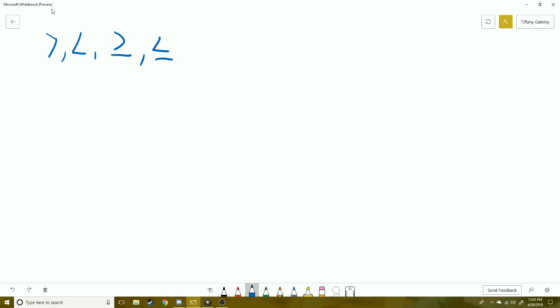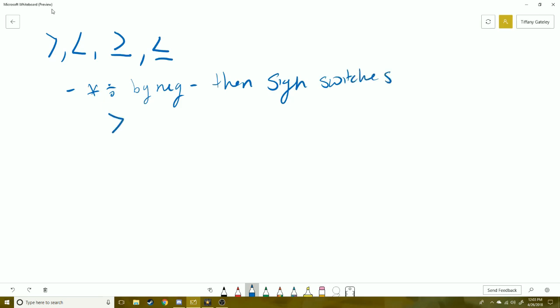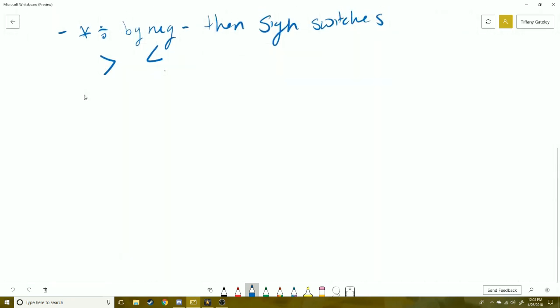And you solve inequalities the same way you solve normal equations, with one exception: if you multiply or divide by a negative number, then your sign switches. So if you had a greater than sign and you multiply by a negative number on both sides, it goes to a less than sign. So let's use that in an example so you can see it, because just saying it is a bit confusing.